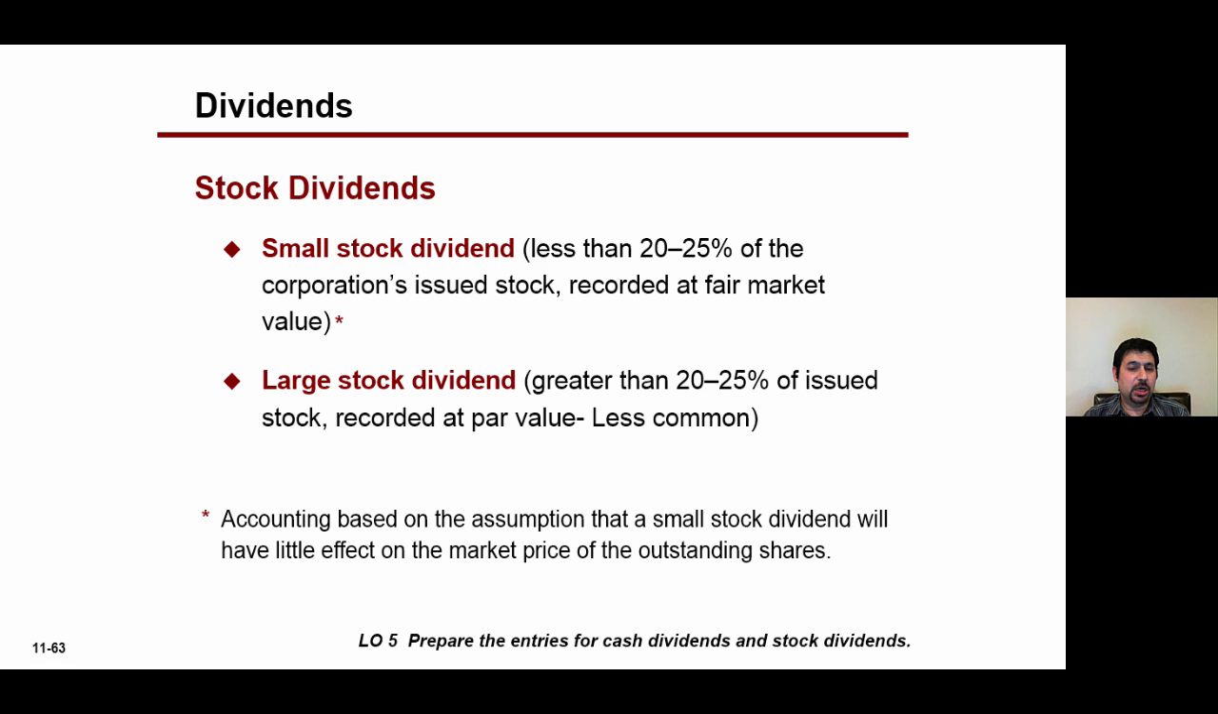There are two types of stock dividends. It could be a small stock dividend with less than 20 to 25% of the total issued stocks, or a large stock dividend which is greater than 20 to 25%, which is less common in general, and usually large stock dividends are recorded at par value compared to the small stock dividends which are recorded at market value.